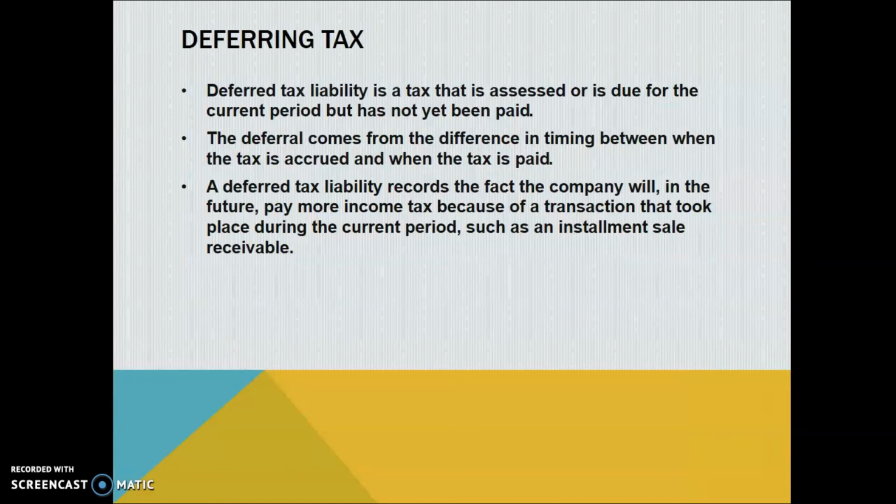Okay, so now we go to the current tax. What is the current tax? The current tax liability is a tax that is assessed or is due for the current period but has not yet been paid, and the difference comes from a difference in timing between when the tax is accrued and when the tax is paid. And a deferred tax liability records the fact that the company will in the future pay more income tax because of transactions that took place during the current period, such as an installment sale receivable.